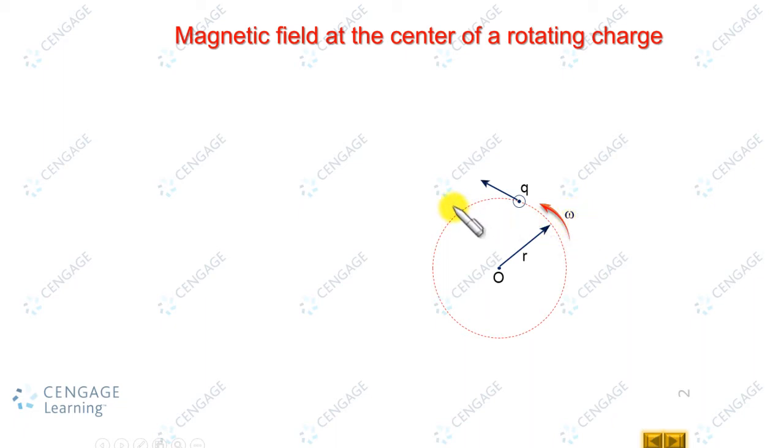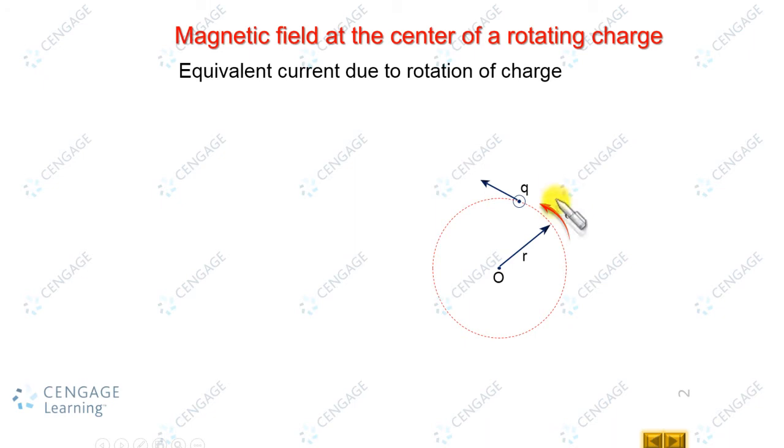Suppose you focus at this point, suppose you consider a certain imaginary section in the path of rotation, you will find this point charge will cross that section again and again, and we define current as the rate of flow of the charge. So if we calculate the rate of flow of the charge through any section of the circle, we can find the equivalent current due to rotation of the charge. So let us calculate the equivalent current due to rotation of the charge.